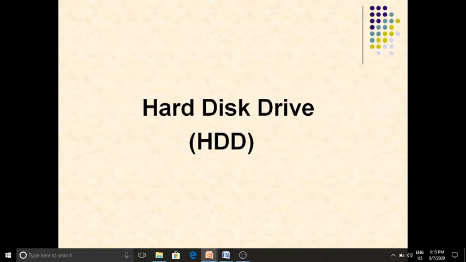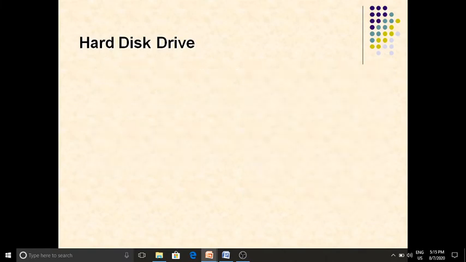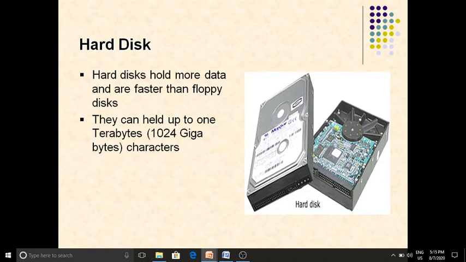Okay students, next let us see the functions of the hard disk in the next slide. What are the functions of a hard disk? Hard disks hold more data and are faster than floppy disks. They can hold up to 1 terabyte of characters, that is equal to 1024 gigabytes of characters.